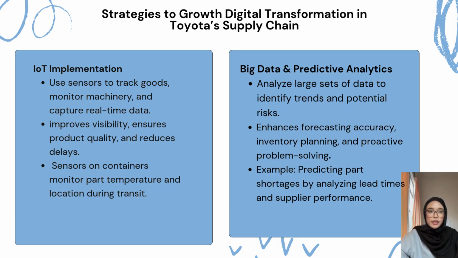The next point is strategies to grow digital transformation in Toyota supply chain. The first is IoT implementation. It is used for sensors to track goods, monitor machinery and capture real-time data. It can improve visibility, ensure product quality and reduce delays. It also can use sensors on containers, monitor part, temperature and location during transit.